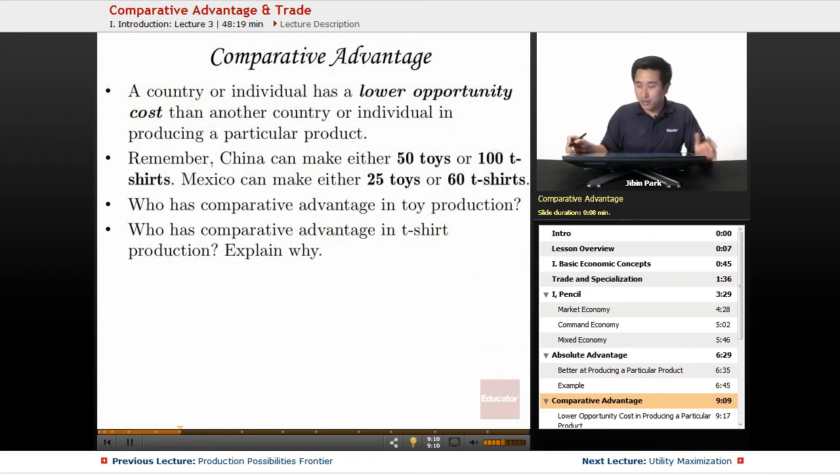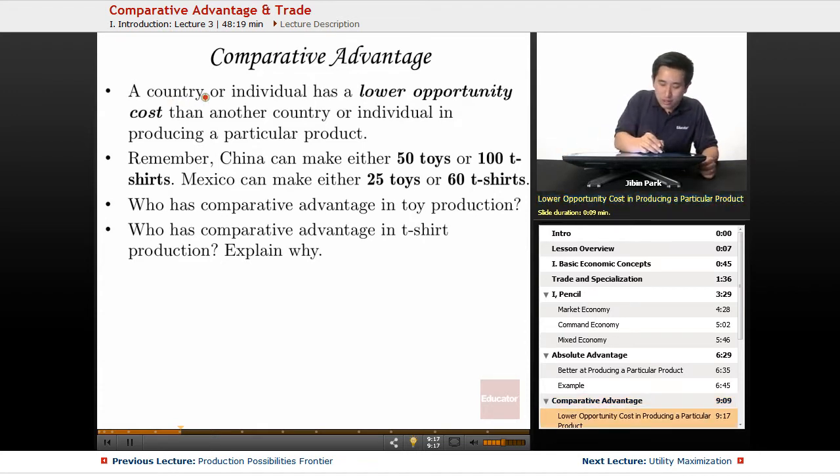So comparative advantage is what we're looking for. We don't really care about who makes more, but what is the opportunity cost? And so comparative advantage is a country or individual that has a lower opportunity cost than another country or individual in producing a particular product.